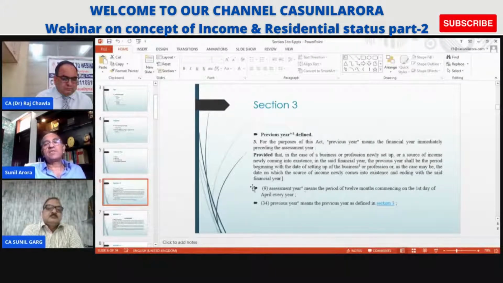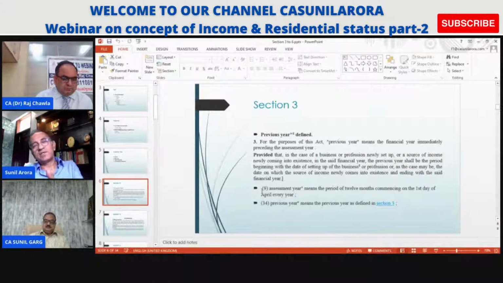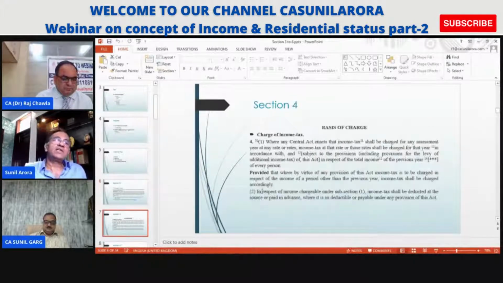And then we have assessment year, which has been defined in clause 9 of section 2, which means the period of 12 months commencing on the first day of April every year. So anyway, it is in the Act, it remains, so we'll stick to that. The concept of previous year basically means the year for which the income is being assessed. After the end of the previous year, from the first day, 1st April onwards, it is termed as the assessment year. So it refers basically to only one income which is to be taxed, referring to both previous as well as assessment years.